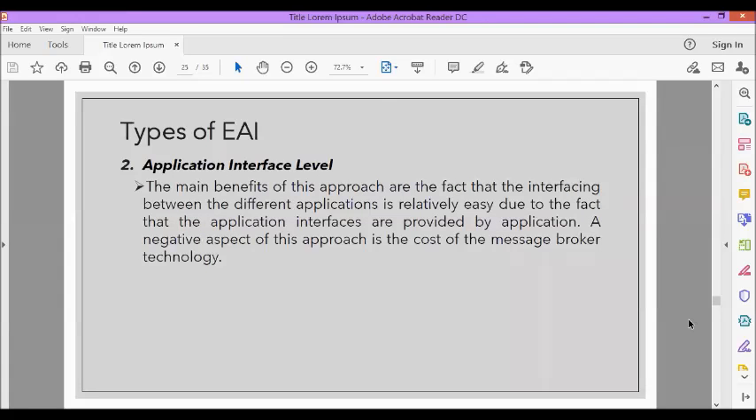The main benefit of this approach is that the interfacing between the different applications is relatively easy, due to the fact that the application interfaces are provided by the applications. A negative aspect of this approach is the cost of the message broker technology.